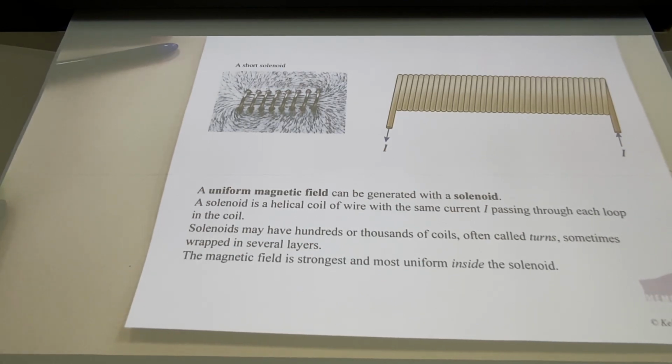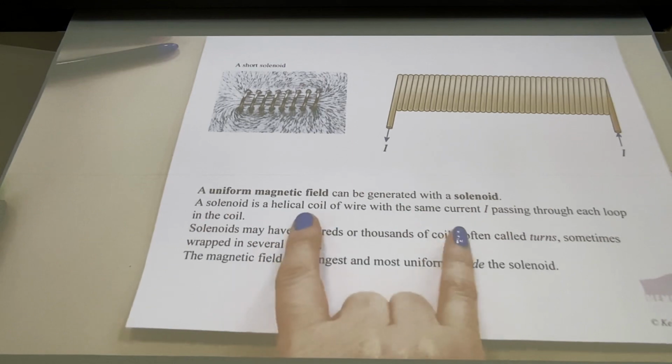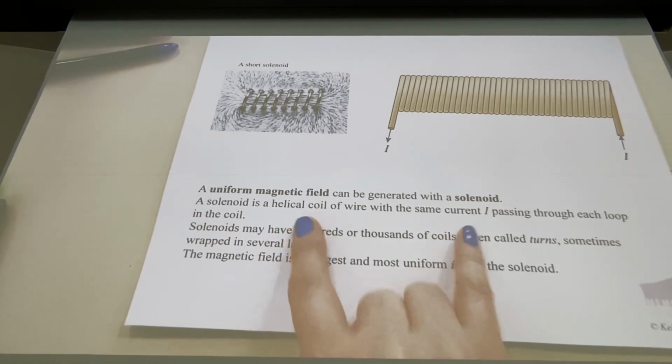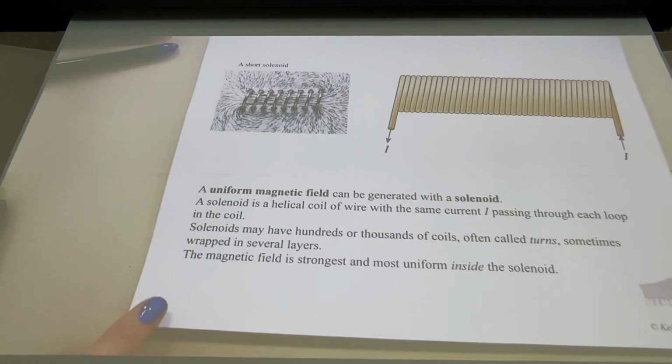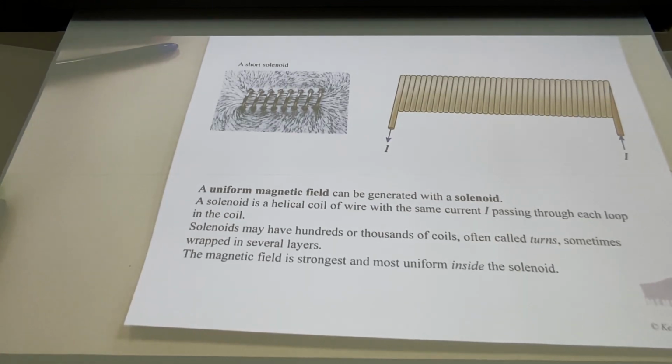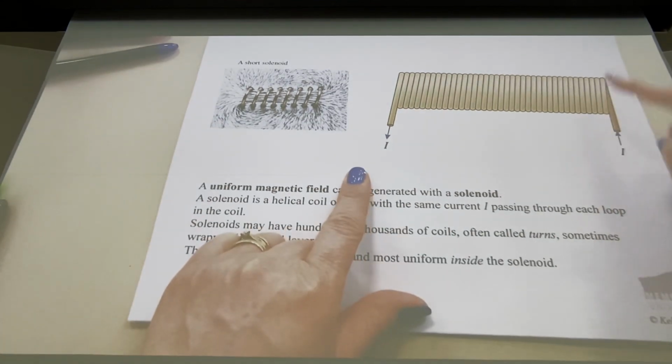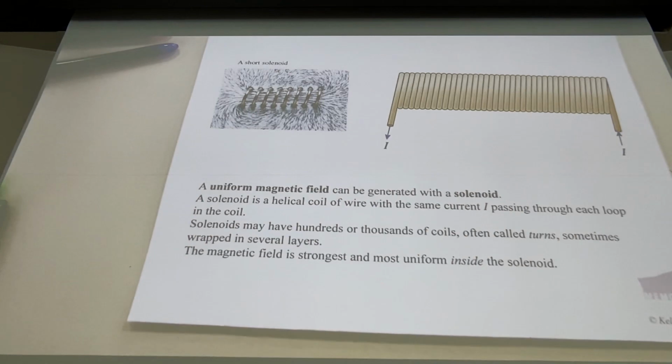So what we find when we have a solenoid, and there's our definition of a solenoid, a coil of wire with the same current passing through each loop of the coil. When we run current through it, we get a magnetic field. So we're running current through, it's coming up in the back, so it's coming down in the front, and comes out through the front.